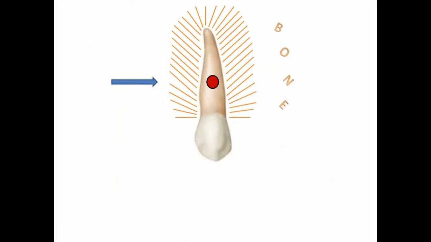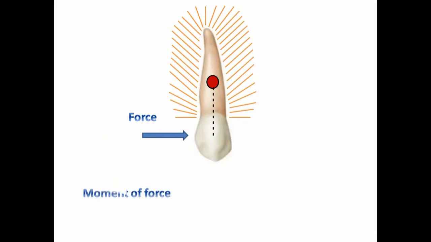When we try to move teeth orthodontically, it would be best if we could apply force on the center of resistance, which isn't really possible with a healthy periodontium. So, to move a tooth, we apply force on the crown, which is away from the center of resistance. Hence, moment of force tends to rotate the tooth.